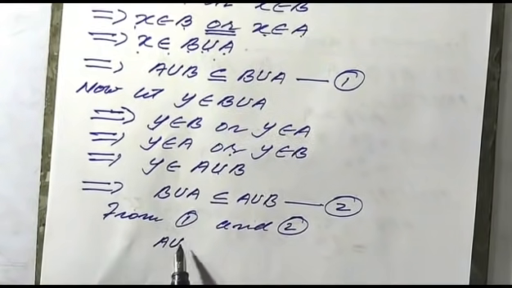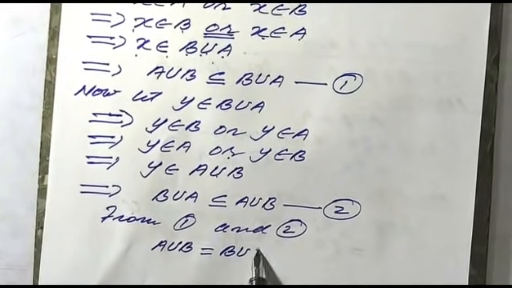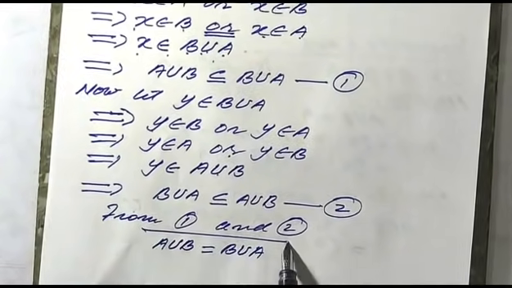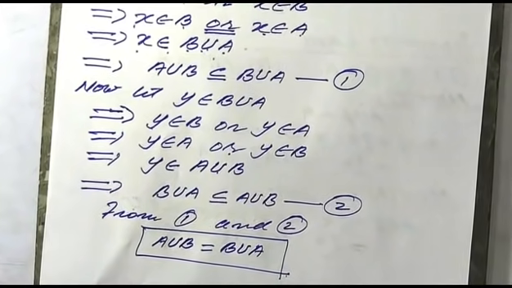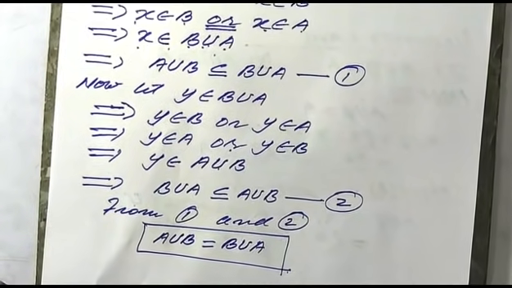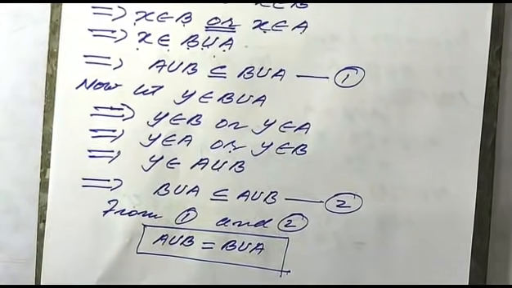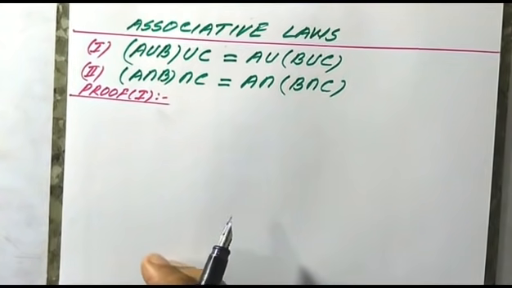A union B is equal to B union A. That's it. We have proved the first commutative law. Now the second commutative law, you better try yourself. Now the next laws are associative laws.